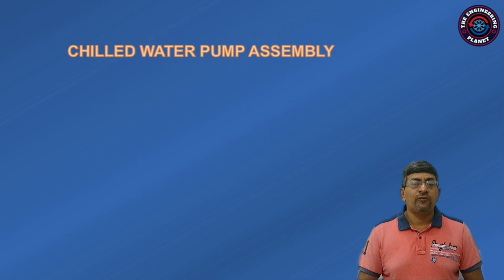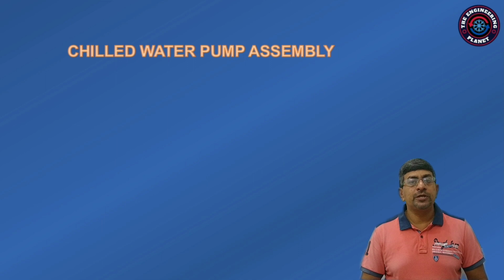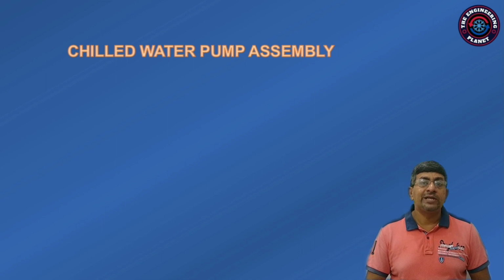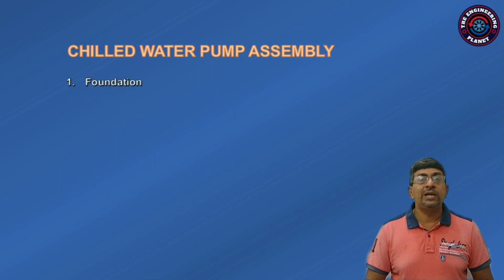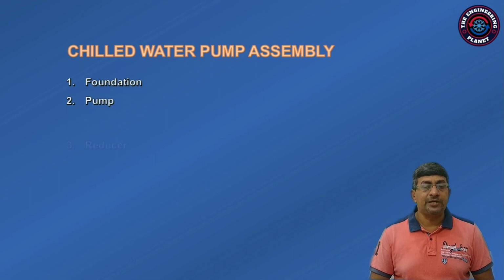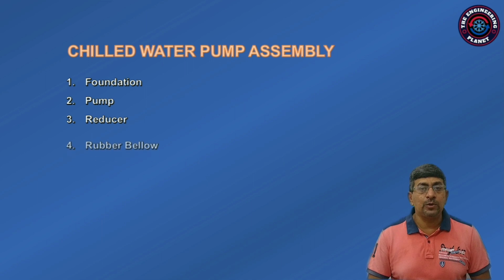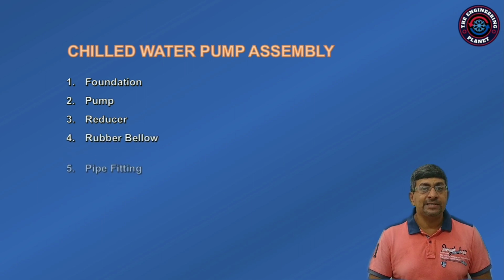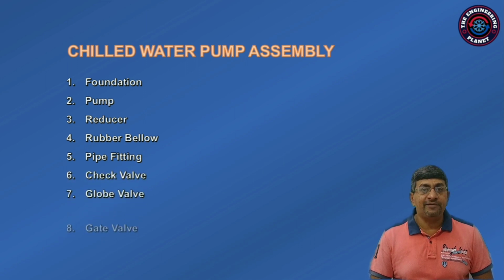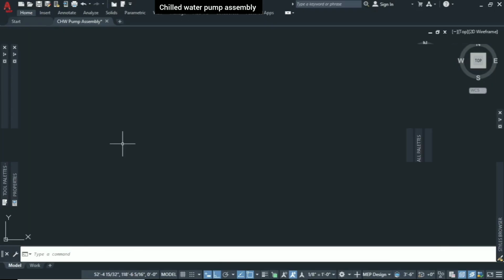Today we are going to create a 3D model for chilled water pump assembly using AutoCAD MEP. So in this video we will create the foundation, we will add the pump, we will add the reducers, we will add the rubber bellows, we will add the pipe fittings, we will add the check valve, we will add the globe valve, we will add the gate valve, and we will add the strainers. So here first we will create the foundation of the pump assembly.